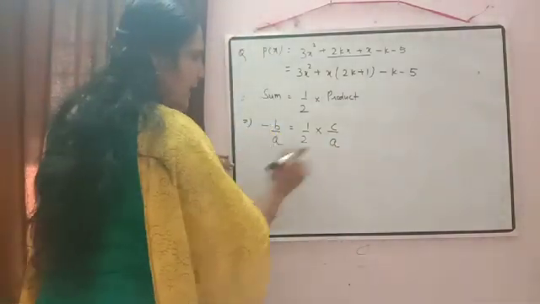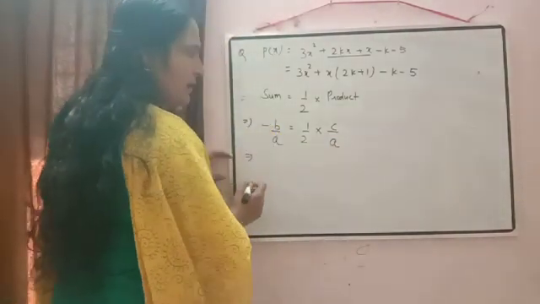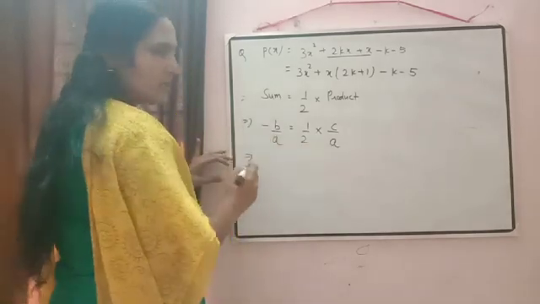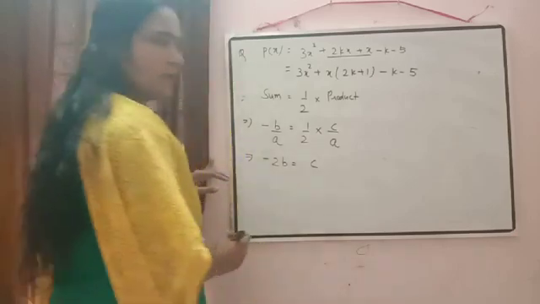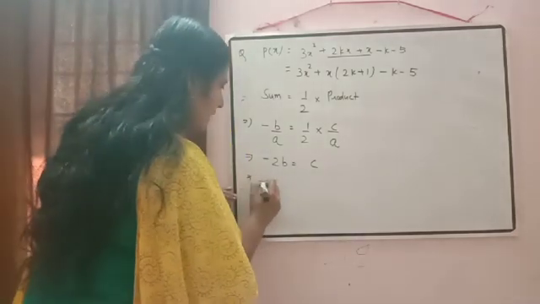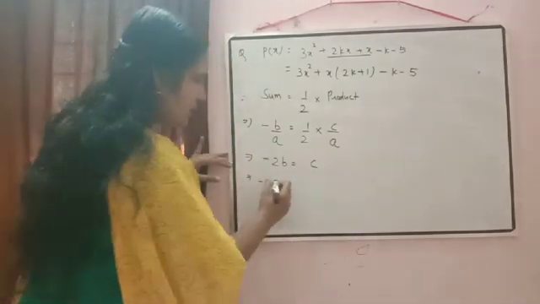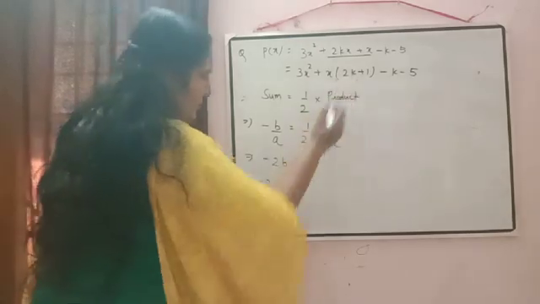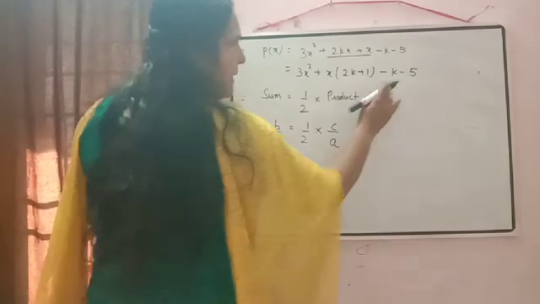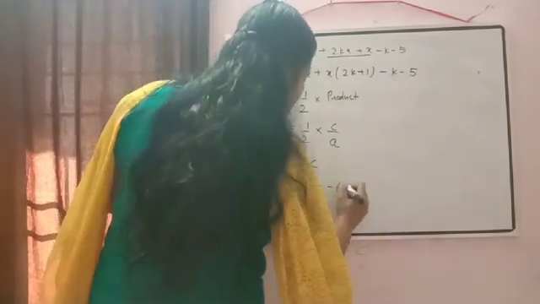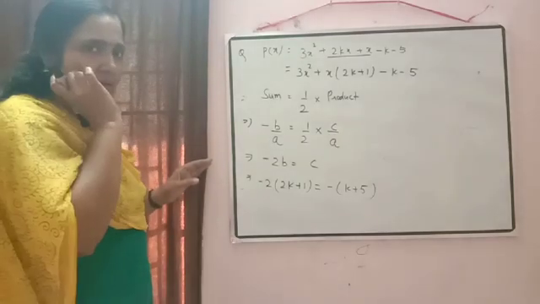So again a and a will get cancelled here. To avoid the fraction, we can shift this 2 here. So we will get minus 2b is equal to c. Now we can substitute the value: minus 2 into, what is the value of b here? 2k plus 1. And in place of c what do we have? Minus k minus 5. So minus sign we can take common. Then inside the bracket it will be k plus 5.